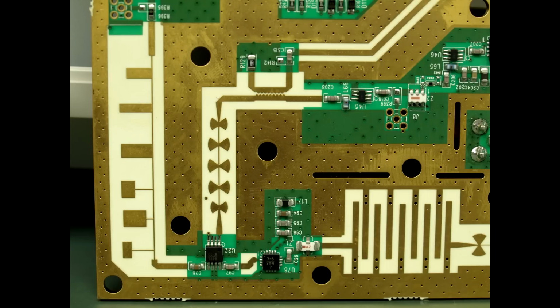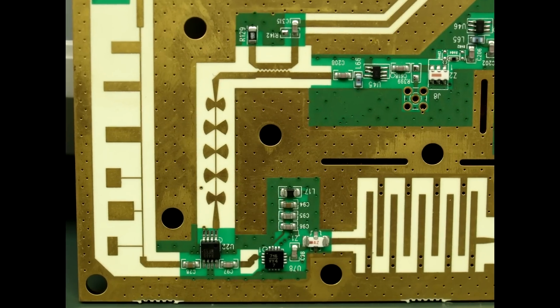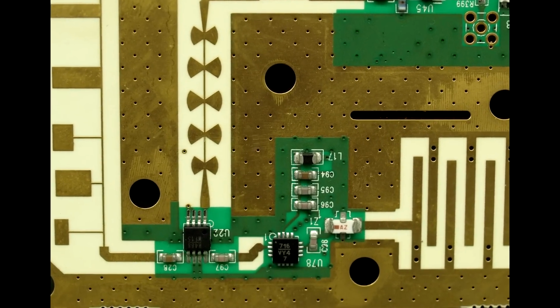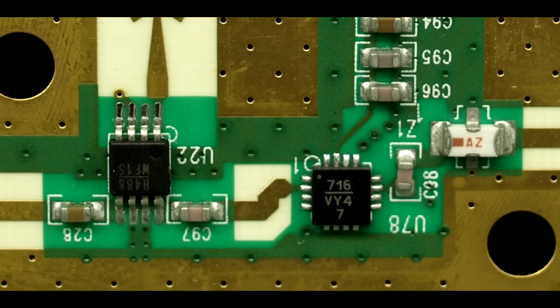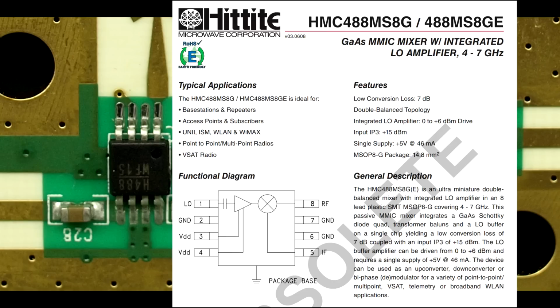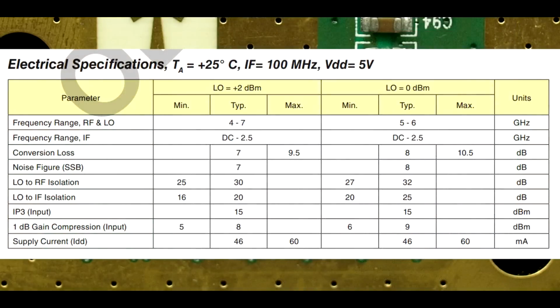And if we take a look at a high-res photo of the mixer and that IF amplifier stage, once again, we've got two Hittite parts. The HMC-488 mixer there on the left and the HMC-716 amplifier. Let's take a look at the datasheets. This mixer can go from 4 to 7 gig, which is exactly what we want. It's above the operational frequency range of our analyzer. And if we have a look at the specs here, our intermediate frequency range is DC to 2.5 gig.